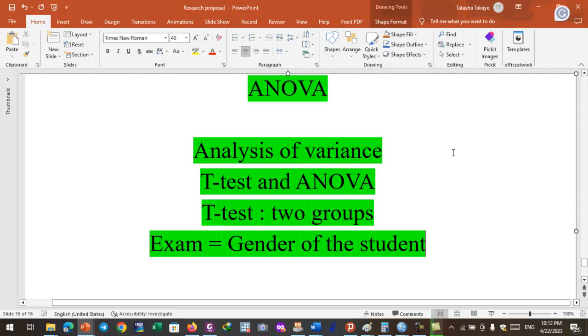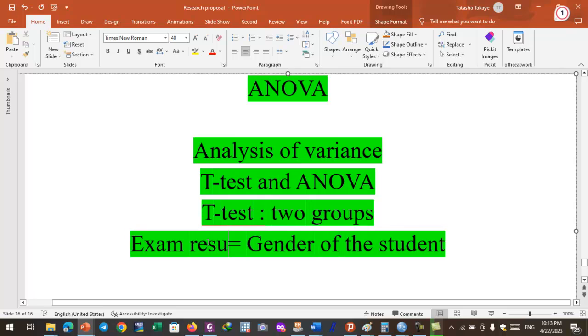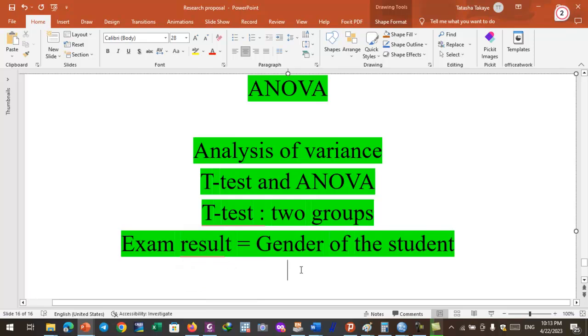Therefore, we use a t-test in case we have one dependent variable and one independent variable, but the independent variable should have two groups, not greater than two. We have the dependent variable, which is exam result, and one independent variable, which is the gender of the student, with two groups, male students and female students. Our interest is to find out whether or not there is a statistically significant difference in average exam results between male and female students. In this case, we are going to use the independent sample t-test, or two sample t-test, or student t-test.